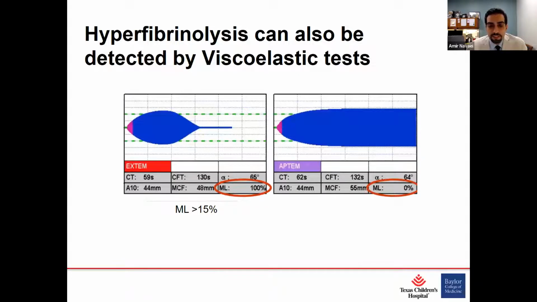And another advantage of ROTEM or TEG or viscoelastometric assays is basically demonstrating hyperfibrinolysis. As you can see in the graph, it was demonstrated by maximum lysis in ROTEM and lysis time in TEG, with which we can detect the hyperfibrinolysis. Which is a big advantage compared to routine coagulation assays.